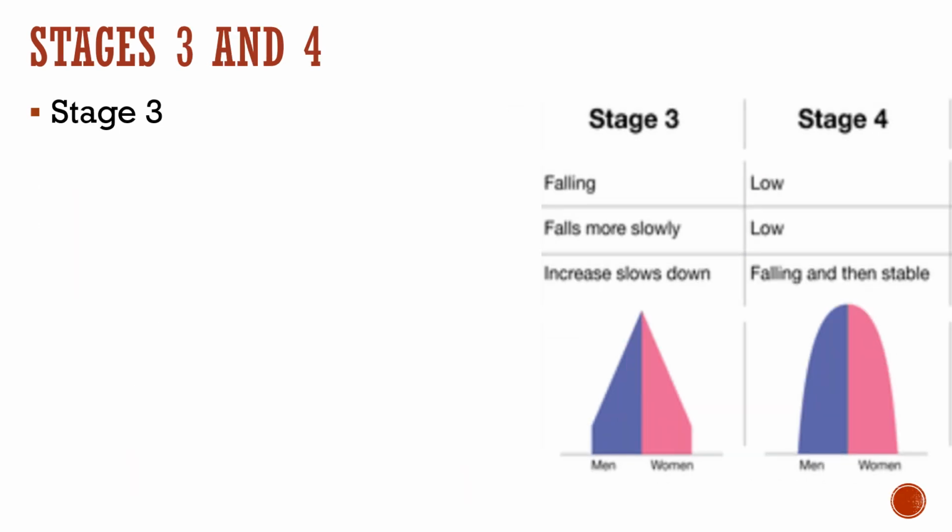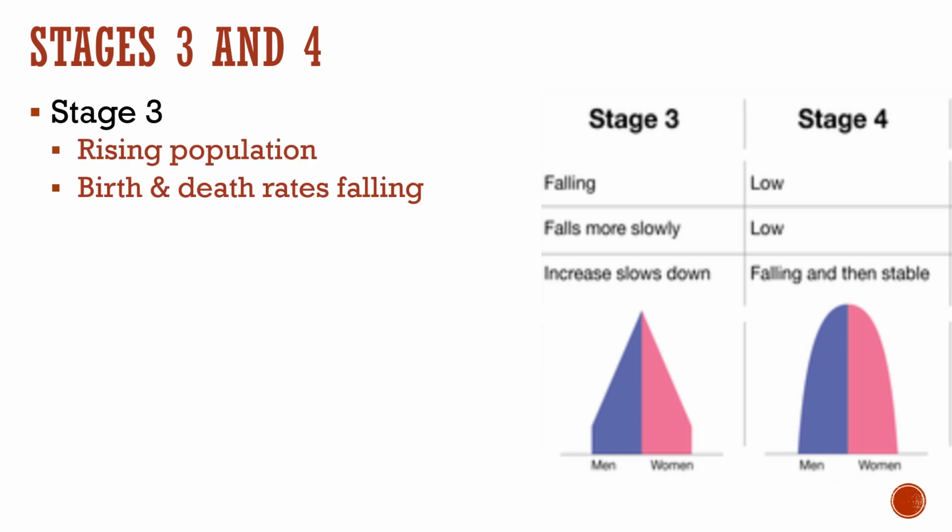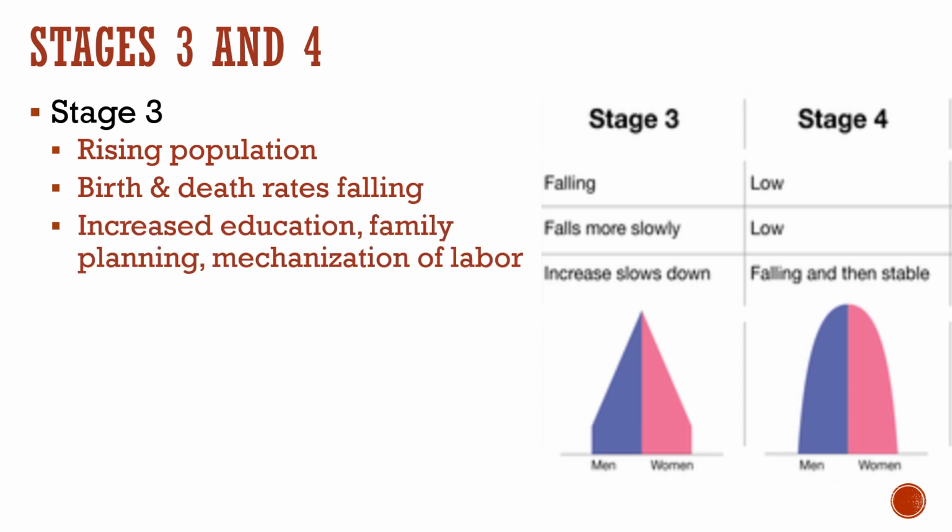So then in 3 and 4, this is where we start to get into our more developed countries and populations. So the population is increasing. Both the birth and the death rates are falling, but the death rate is falling more slowly. So we're still seeing an increase, but that increase starts to slow down because the birth rate is starting to slow down. And this is typically where we start to see an increase in education, which usually indicates more contraception. Again, the birth rate is declining, not having as many kids due to family planning.